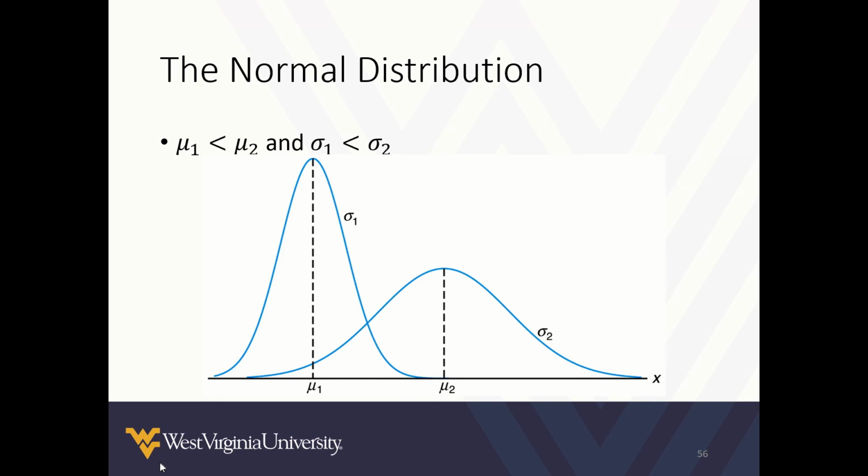And here's an example where we not only have two different means, but also two different standard deviations. In this case, our mu1 is less than our mu2, and our standard deviation 1 is less than our standard deviation 2. Notice that we are still looking at two bell-shaped curves that are unimodal and symmetric, but notice how our information changes. When we have a smaller standard deviation, more of our data is clustered around the mean.